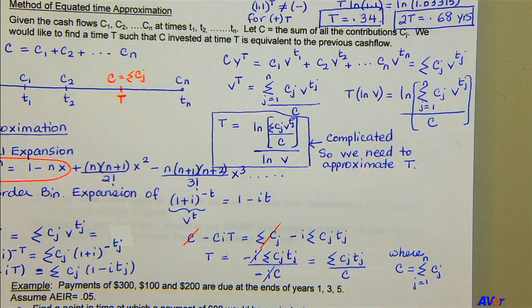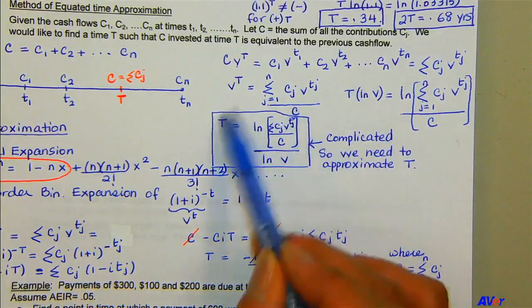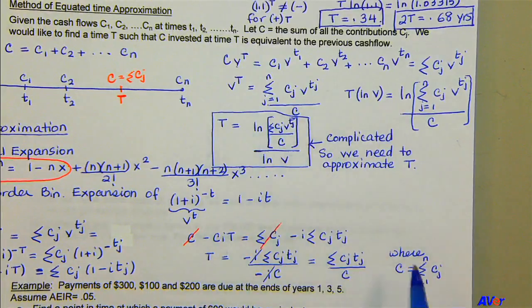So it's saying you don't have to do all this work. Just take every contribution, multiply by its time, and divide by the sum of all the contributions. That will give you an approximation for t. Get it?